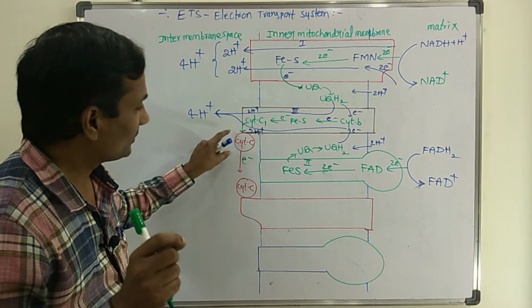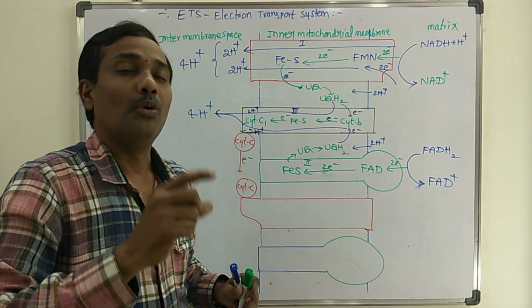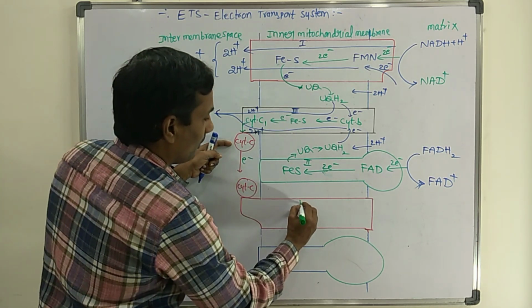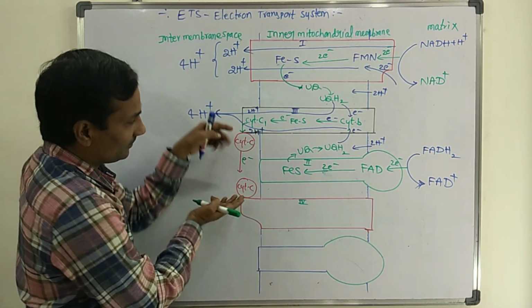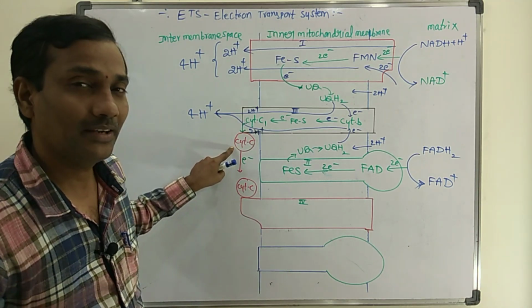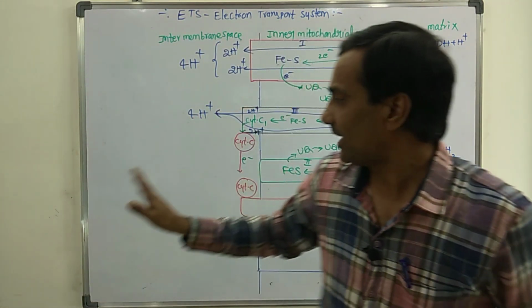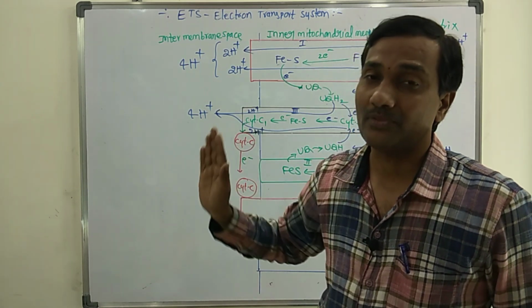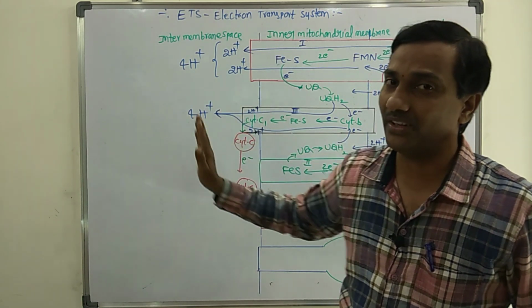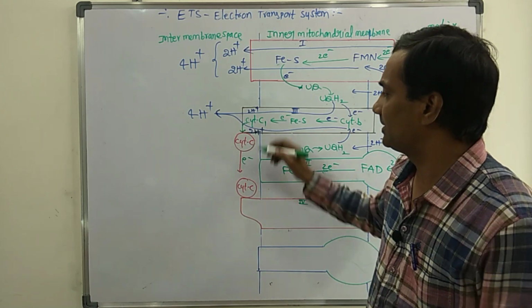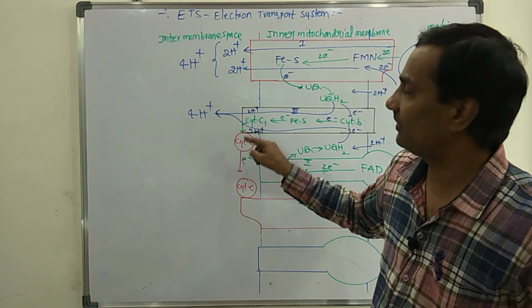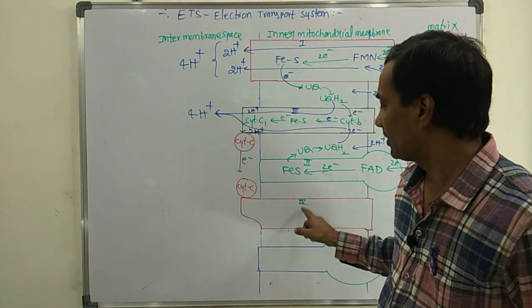Most important thing, cytochrome C is a mobile electron carrier located between complex 3 and complex 4. Between complex 3 and complex 4, the mobile electron carrier, cytochrome C, will be there. This cytochrome C is a peripheral protein present on the inner membrane, towards the intermembrane space. It helps transport electrons from cytochrome C1 to complex 4.